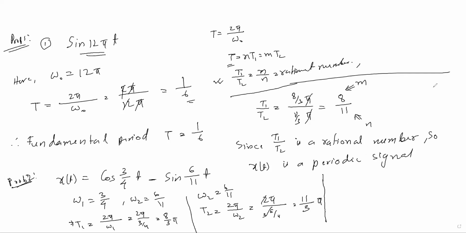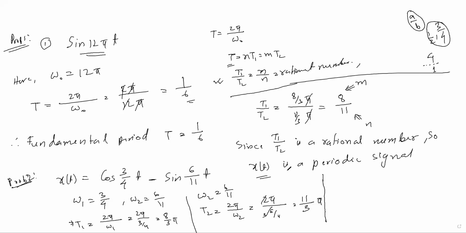Rational numbers are any numbers of the form a by b, like 1 by 2 or 3 by 4. P by q form, you can write also, or a by b. These are rational numbers. This 4 is also a rational number. Why? Because 1 is below it. So we have found that x of t is a periodic signal.